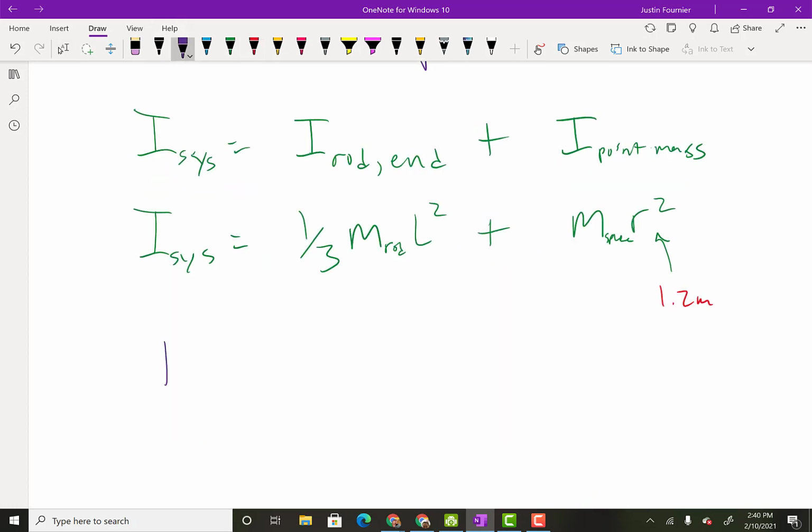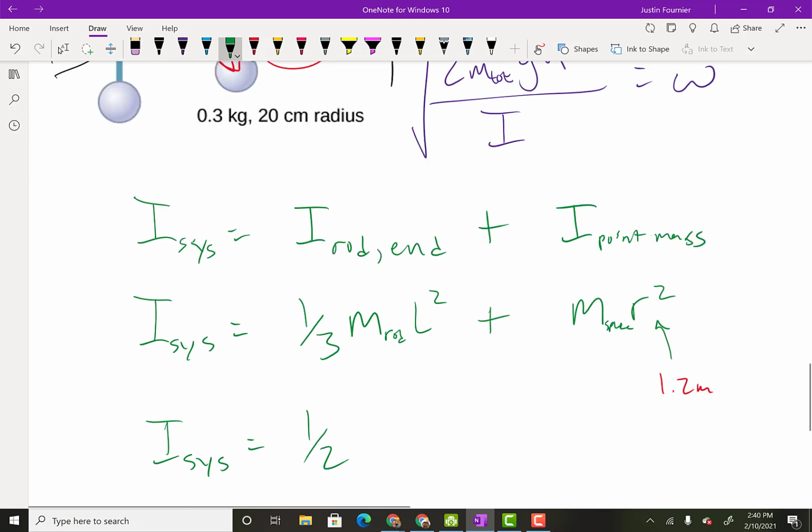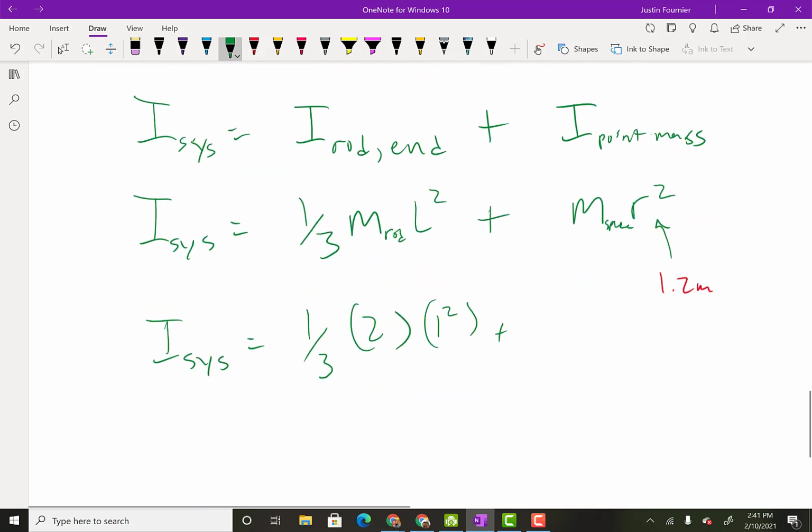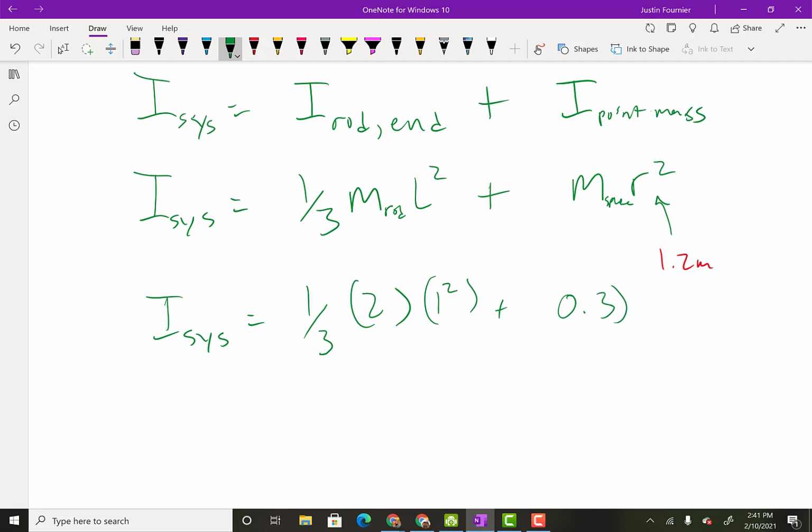So let's plug this in. I got the moment of inertia for my system is going to be 1/3 times the mass of the rod, which is 2 kilograms. The length of the rod is 1 meter squared, plus the mass of the sphere, which is 0.3 kilograms, times 1.2 squared. Let me just get all that in there.